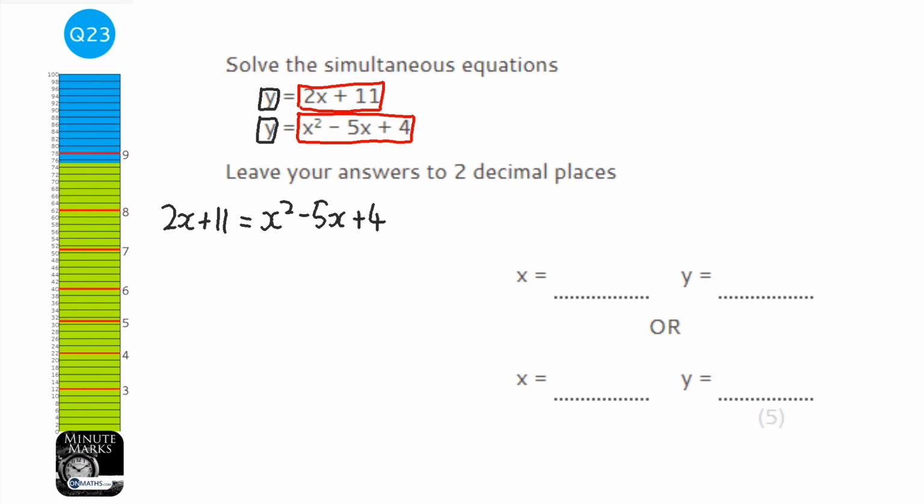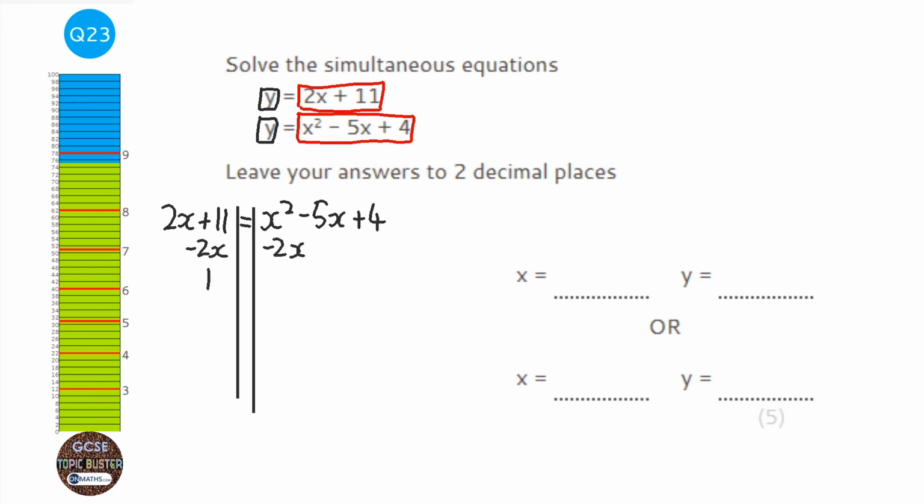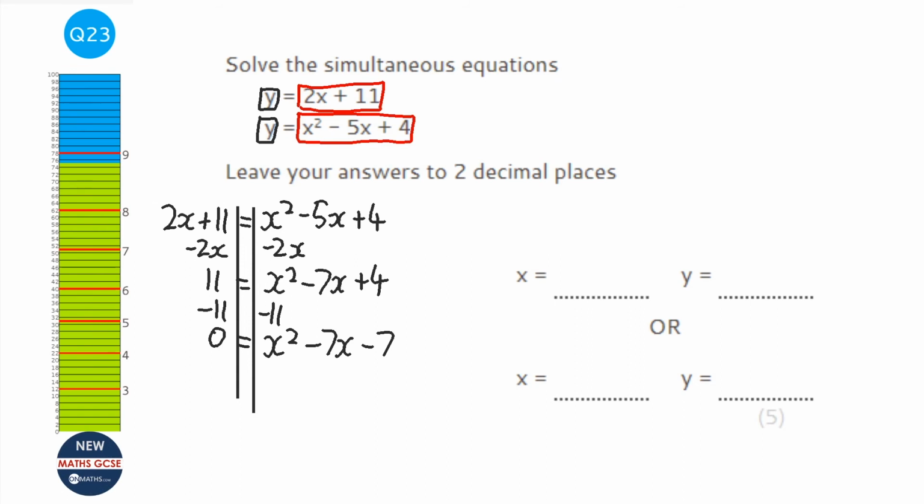And then we would need to move that around so that we have it equal to 0. So we're going to take away 2x both sides. So we've got 11 equals x squared minus 7x plus 4. And we're going to take away 11 both sides. So we've got equal to 0, which we need quadratics to be equal to. So it was 4 take away 11, which is going to be 7, so minus 7.